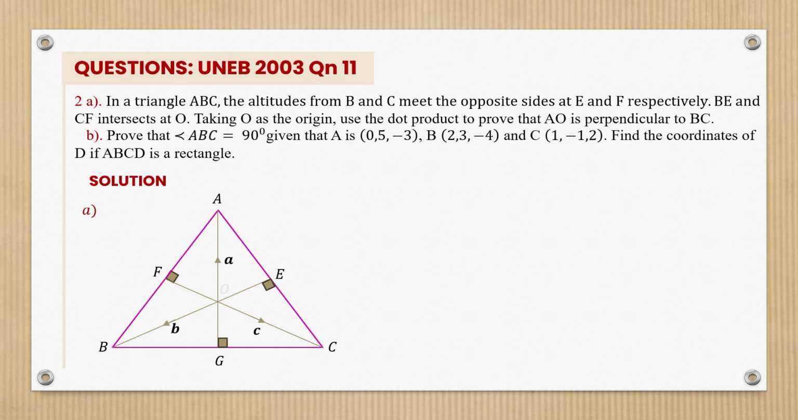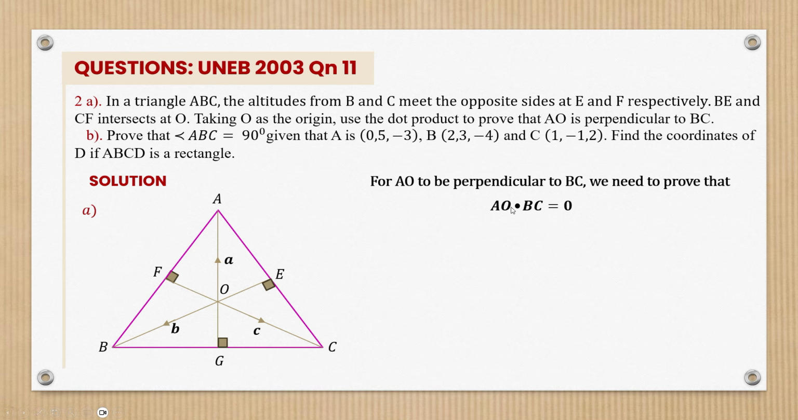Let's first write the vectors. That means we actually have an origin. The origin is this point right here in the middle. So we're going to have a vector a, a vector b, and a vector c. Now, for AO to be perpendicular to BC, we need to prove that AO dot BC is equal to 0. That is the condition. Which one is AO? AO is this line here. We want to prove that it is perpendicular to BC, and for that to be true, this condition has to be proved.